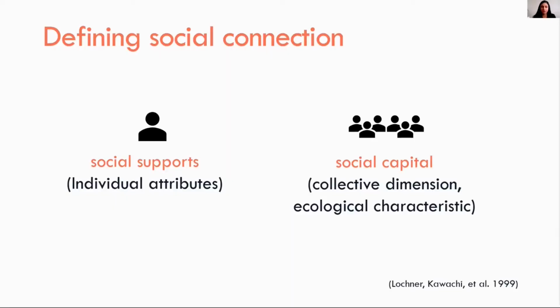Something I do want to point out is that some of these terms focus more on individual attributes and relationships, like the term social supports, whereas others, like social capital, are more a feature of the social structure and try to get at the collective, broader aspect. So it's more an ecological characteristic. And so for this presentation, I've included research and evidence across all these areas. And social connection is a bit of a catch-all for both these individual and group characteristics.